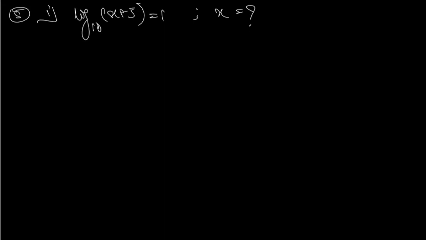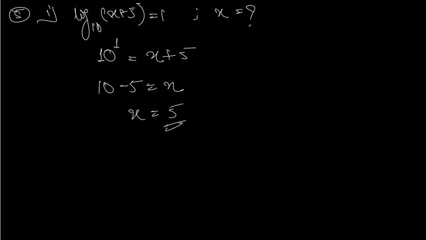So log of x plus 5 to the base 10. How can I simplify this? For solving for x, I will convert this into exponential form. The base will remain the base 10, the answer will become the power, 1, is equal to the number whose log we are taking. So 10 raised to 1 is 10, minus 5 is equal to x, so x is equal to 5.